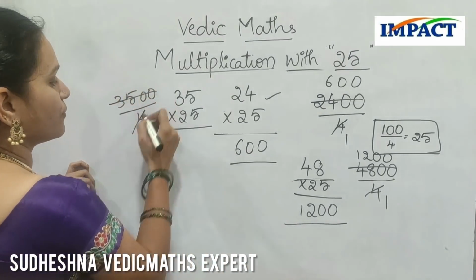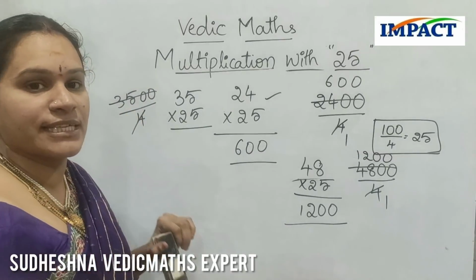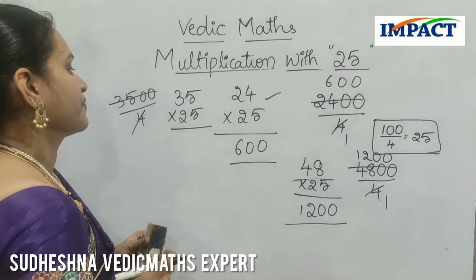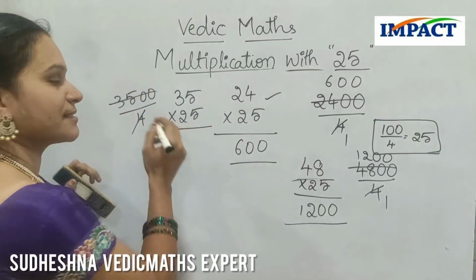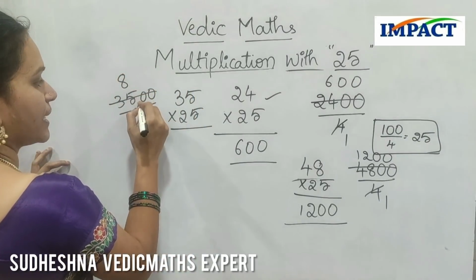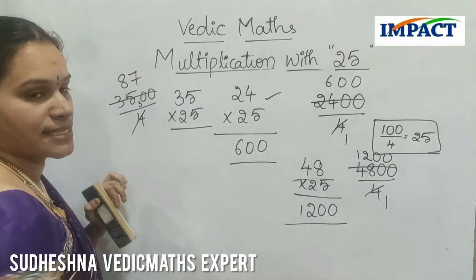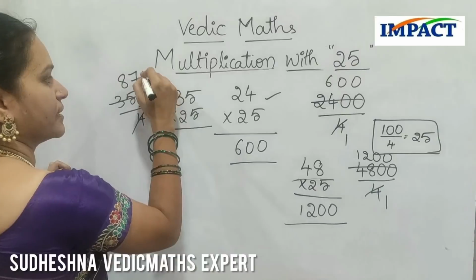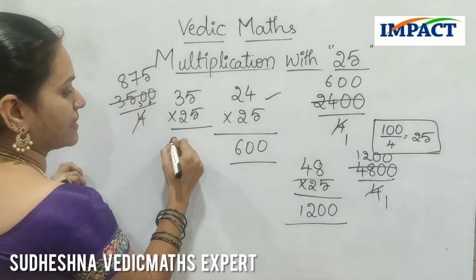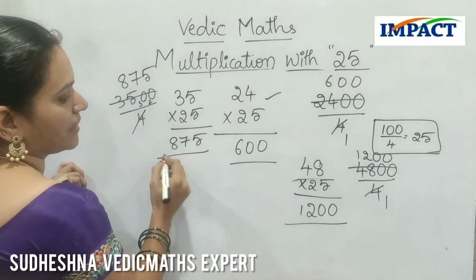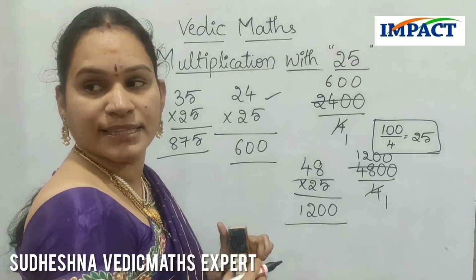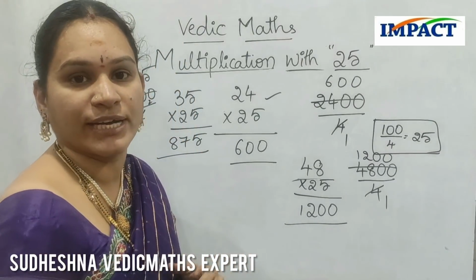Now check it. For 1s, 35. Is 35 there in the 4 table? No. So what is for 8s? Yes, for 8s, 32. Write 3 here. 7s 28. Write 2 here. And 5. Yes. What is the answer now? 875 is the answer. I think you understood multiplication with 25.